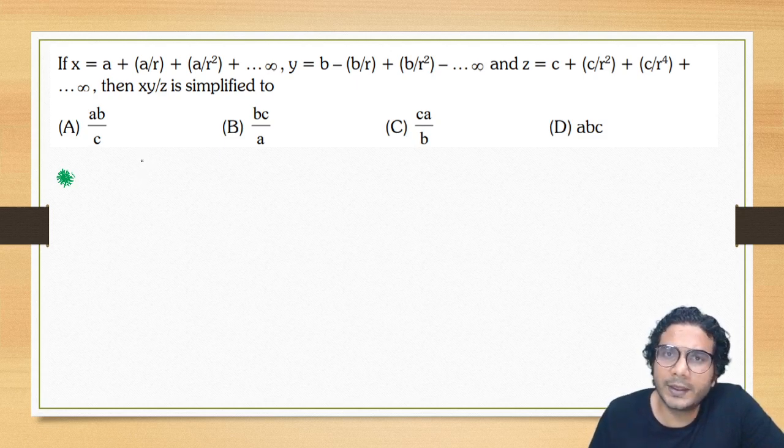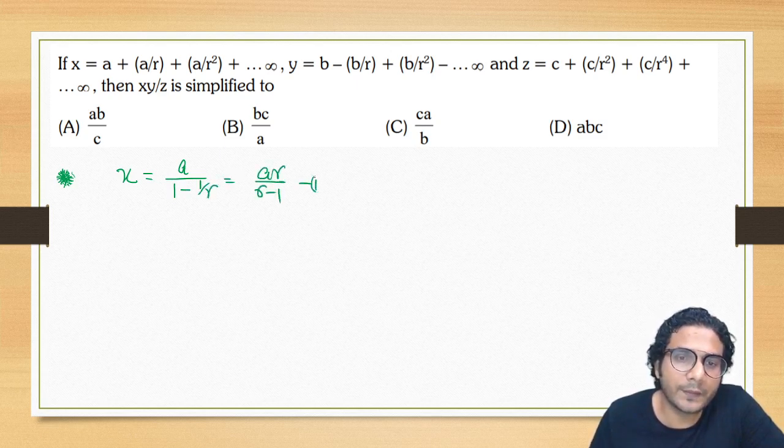All right, so let's write x, y, and z, and then we'll simplify it. So what is your x? X is nothing but a upon 1 minus the common ratio, which is 1 upon r, right? So a upon 1 minus 1 upon r. So it is going to be ar upon r minus 1. This is your first equation.